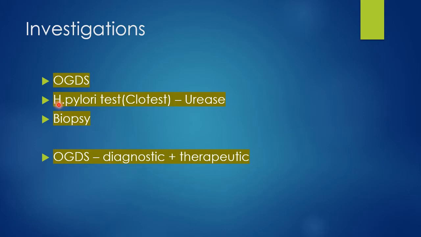Together with this, you can also test for H. pylori, or a CLO test, by taking samples of the tissues of the gastric mucosa, which tests for the urease. It can also be biopsied to rule out malignancies of the stomach. OGDS has the advantage as it is not only diagnostic, it is also therapeutic. In bleeding ulcers, the ulcers can be injected or the bleeding vessel even cauterized to stop the bleeding.